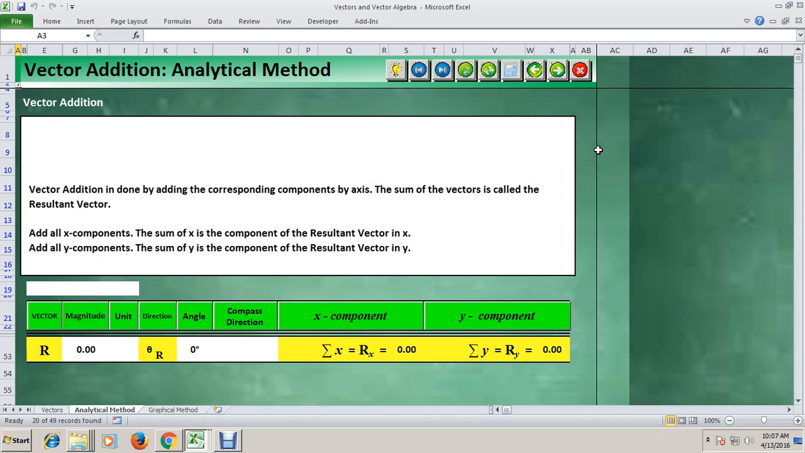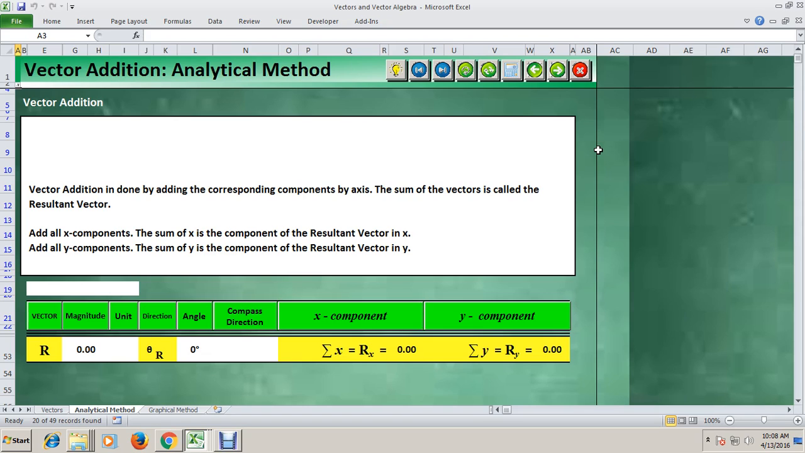Okay, so vector addition. Vector addition is done by adding the corresponding components of a vector according to axes. So the main idea here is first that we resolve vectors according to components before we add them together. And the vector addition is actually performed according to components based on their axis, meaning you add only x with x, you add y with y. The sum of the vectors is called the resultant vector.